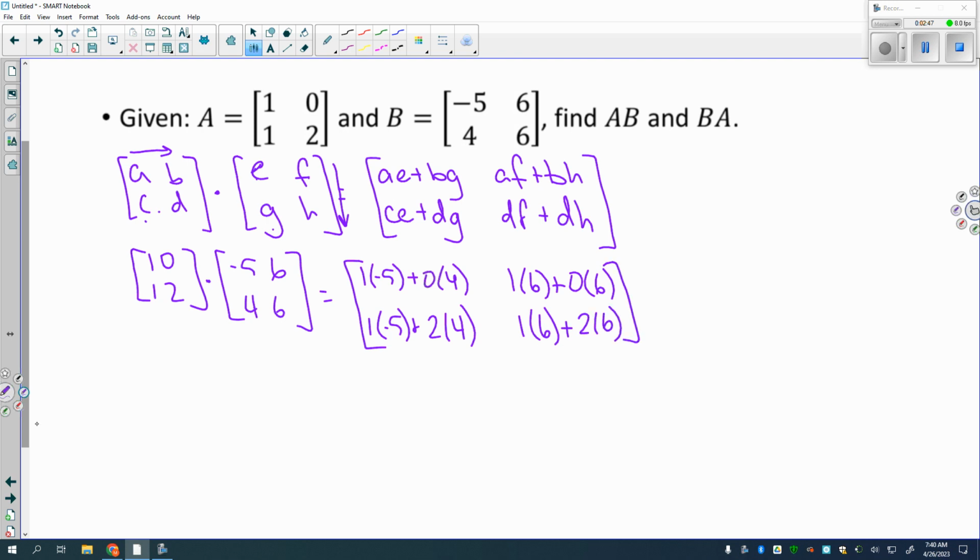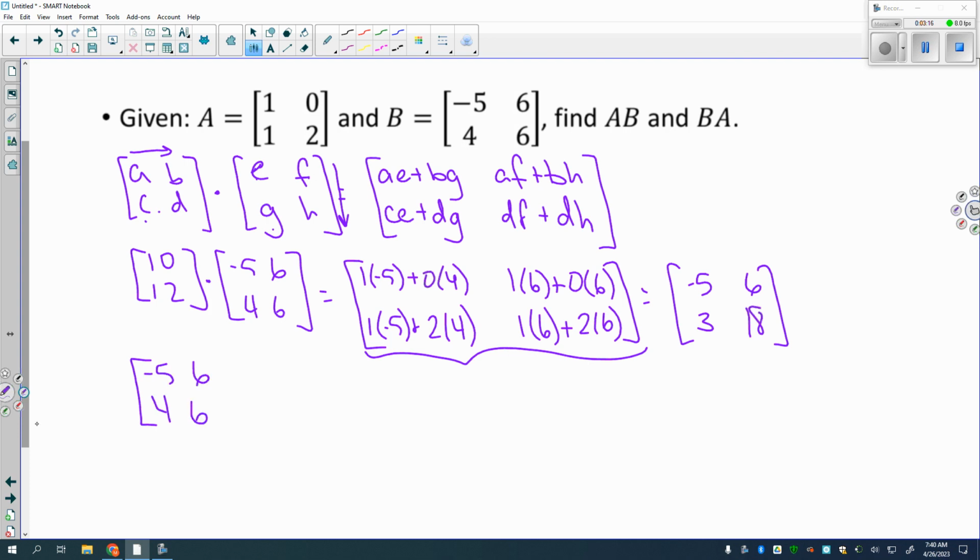And then I would simplify this out. I'd have -5 plus 0. I'd have 6 plus 0. I'd have -5 plus 8. And I'd have 6 plus 12. Now, if you can do that without showing this middle step, that's fine. You don't have to show that. You can do that in your head if you'd like to. Not a problem there.